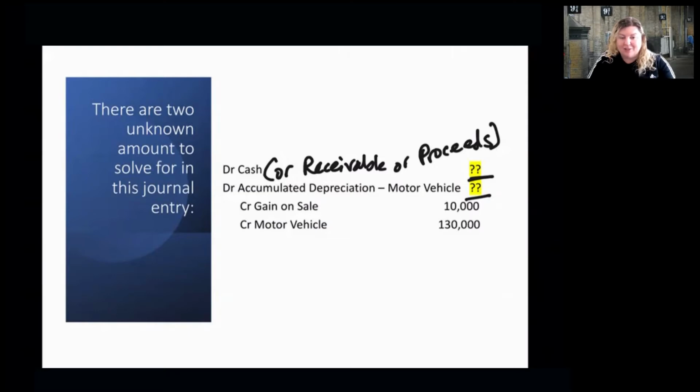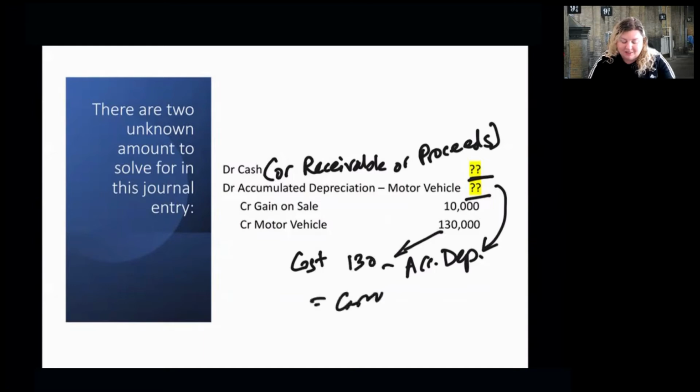We'd have a gain or a loss on the sale. The question told us there's a gain of 10,000. Now, keep in mind that the gain or loss is really just a balancing item in this journal entry. It doesn't represent the cash. It just represents the difference between the carrying amount, which is the cost, so let's say this 130, minus the accumulated depreciation on that asset. That's equal to the carrying amount.